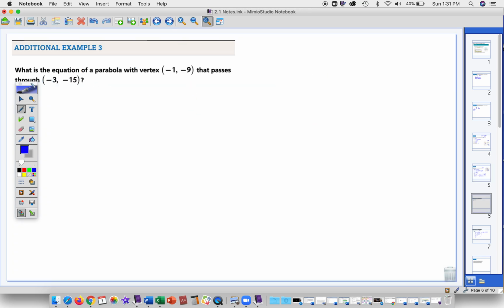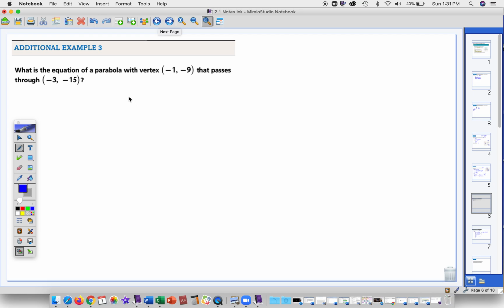Okay, so I want you to try this additional example 3. Pause the video, give it a try. This is your vertex, so remember this is h and k. It goes through this point. So it's the same as the other one, except it's a little bit harder because it's not a y-intercept. Your x isn't 0, but this is x and y. So plug into your form. Start with all the variables. Don't forget the square. Plug in, solve for a, and then rewrite it in its final vertex form. Okay, so pause the video, come back when you're done.